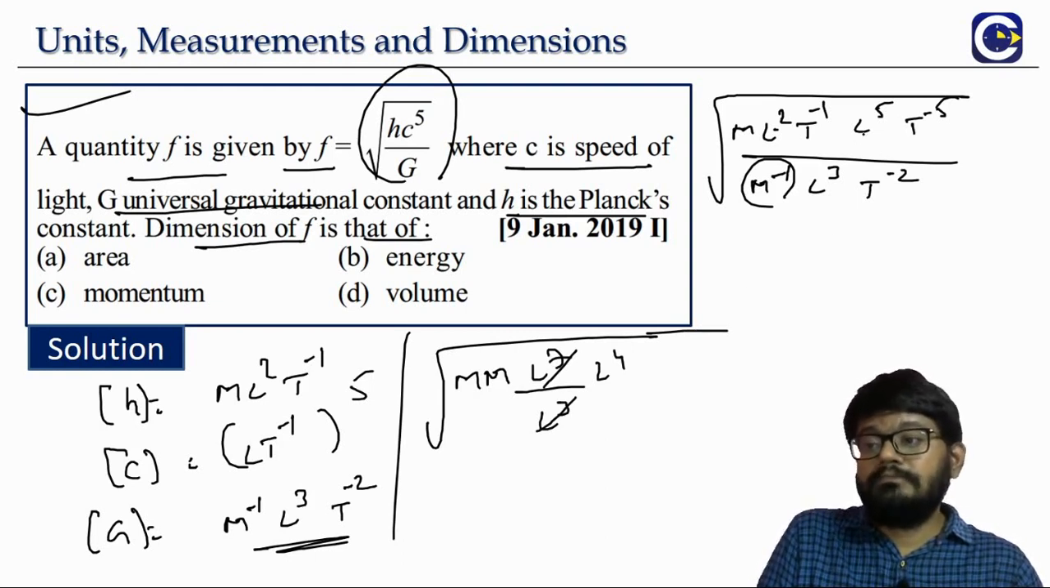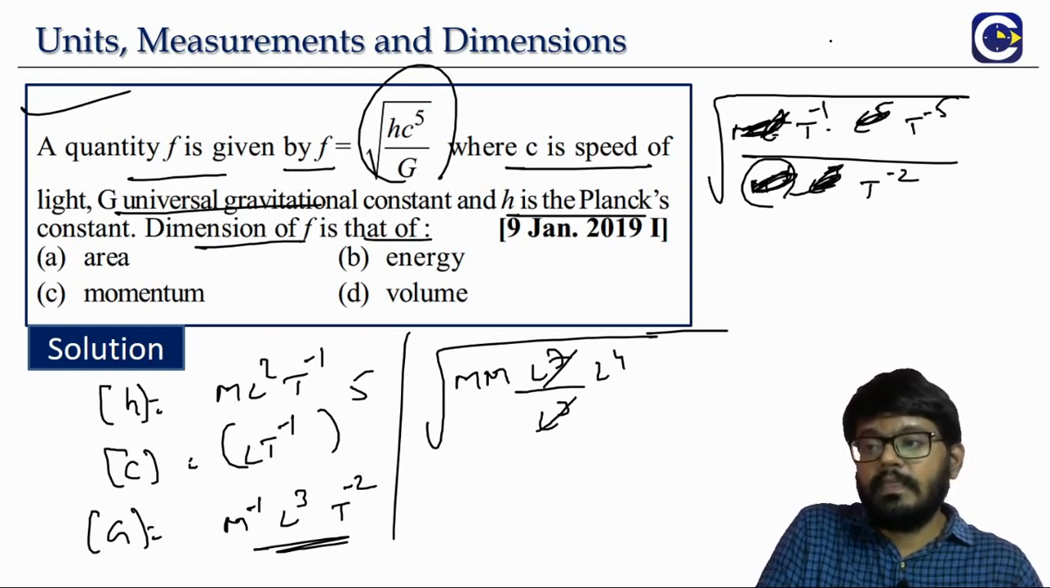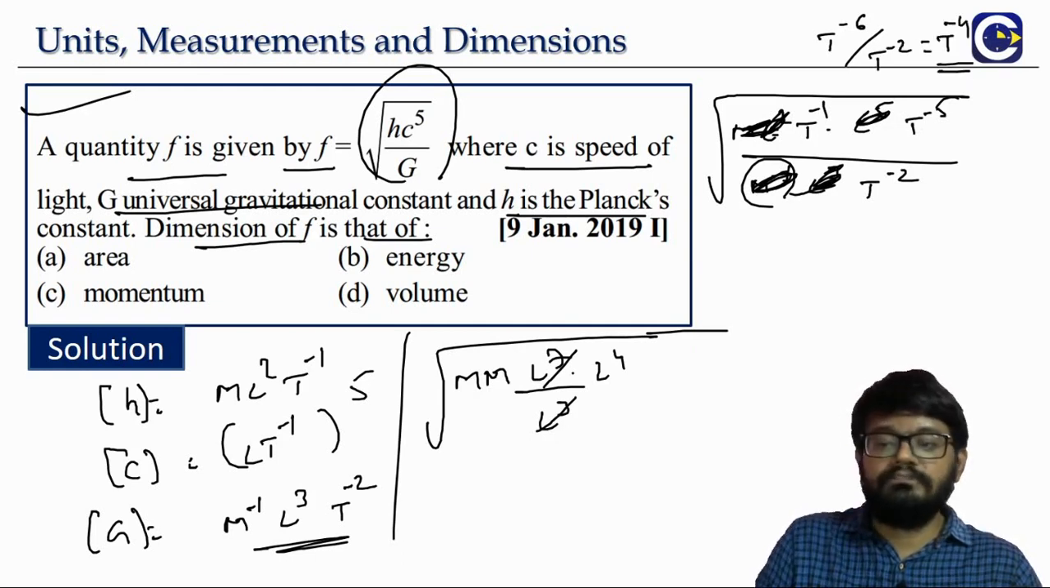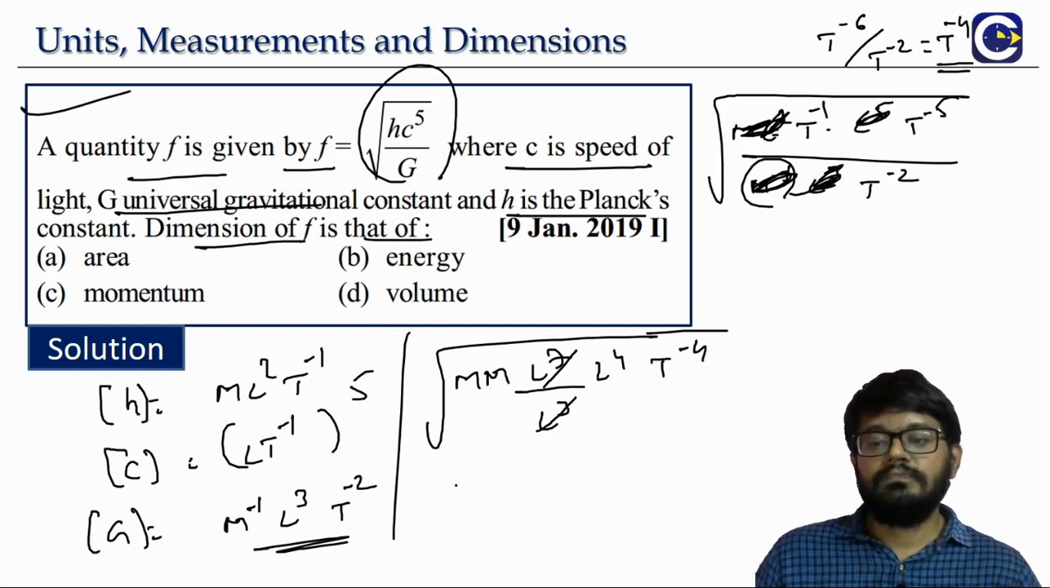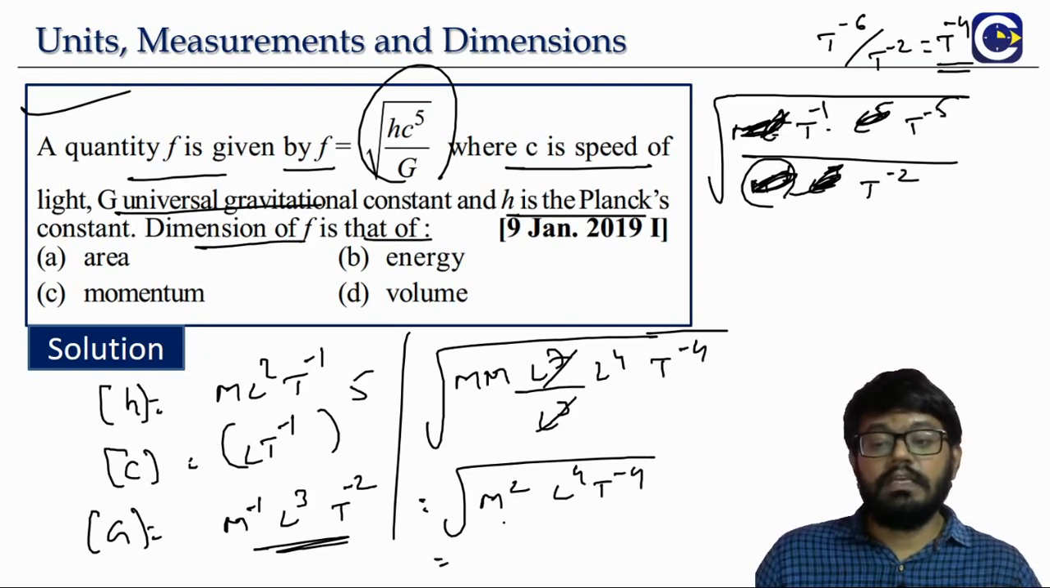Then what else is there? Remaining are the t values. t power minus 1 into t power minus 5 is t power minus 6. t power minus 6 by t power minus 2 will be t power minus 4. So inside the root we have m square l power 4 t power minus 4. Root of m square is m. Root of l power 4 is l square. Root of t power minus 4 is t power minus 2.